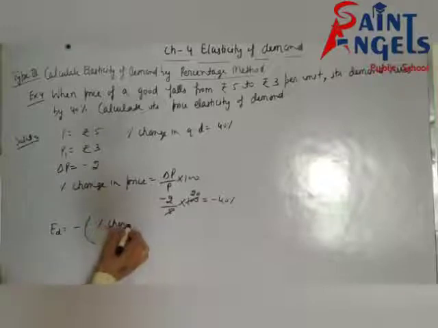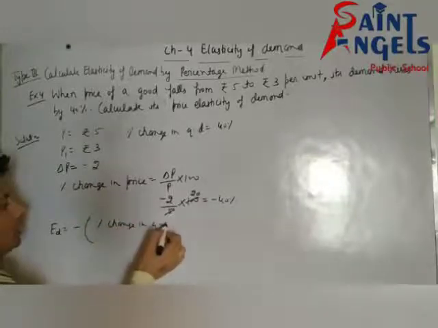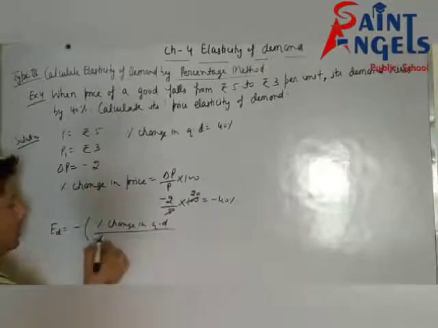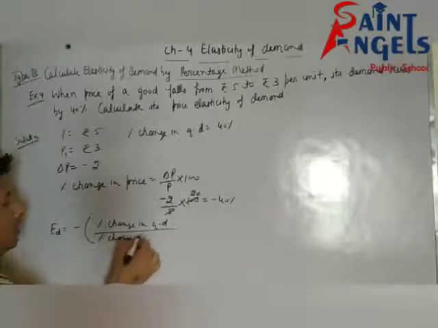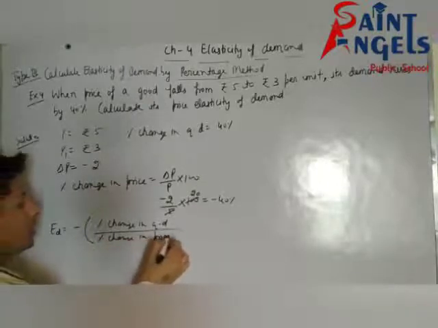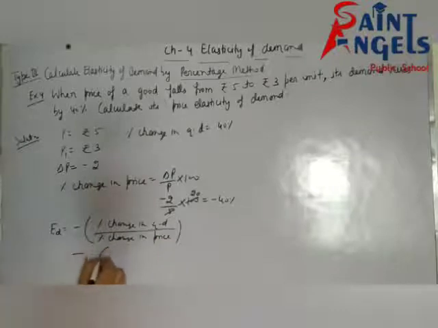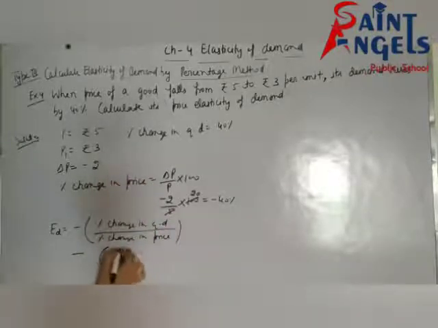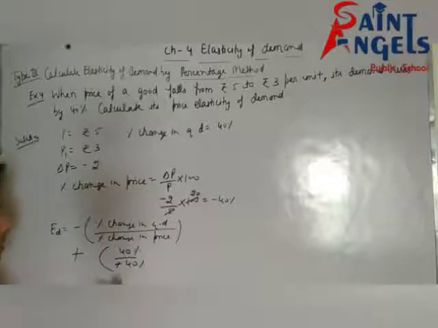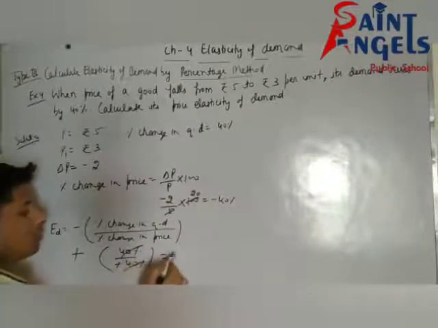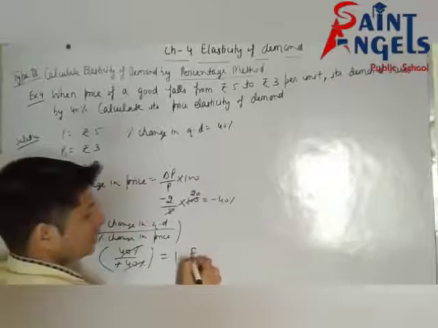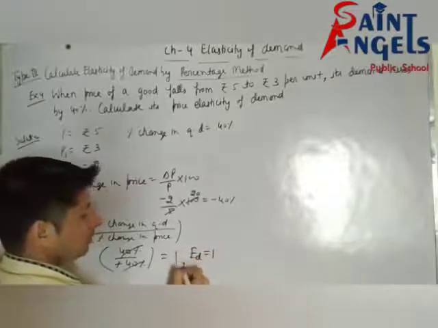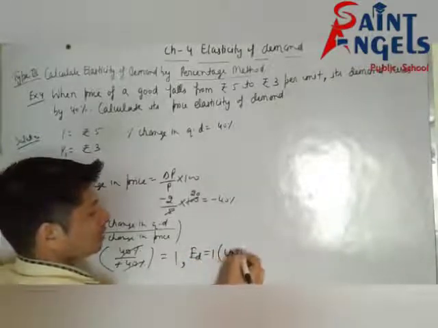See, please use the formula of ED by percentage method. Percentage change in QD divided by percentage change in price. Percentage change in QD means 40%, and percentage change in price means minus 40%. So this minus will be cancelled, and 40% will be cancelled, equal to 1. Means ED is equal to 1, means unitary elastic.